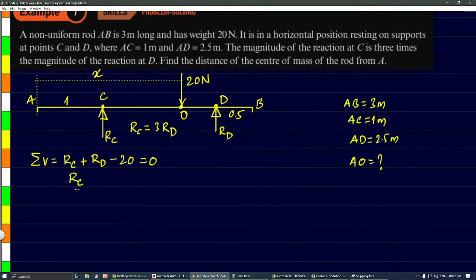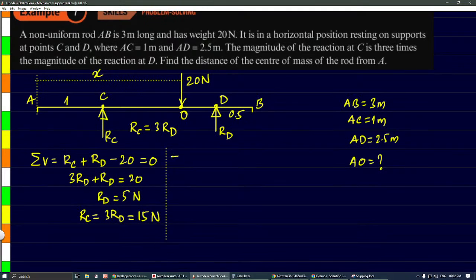Now in place of RC, let us substitute 3 times RD. So 3 times RD plus RD equals 20. So 4 times RD equals 20. So RD equals 20 by 4, which is 5 newtons. So once you know the value of RD, we can find RC. RC is 3 times RD, so 3 times 5 is 15 newtons. So now we know both values of RC and RD.